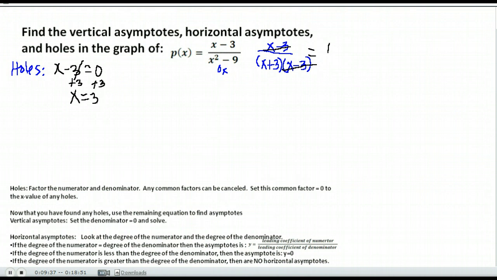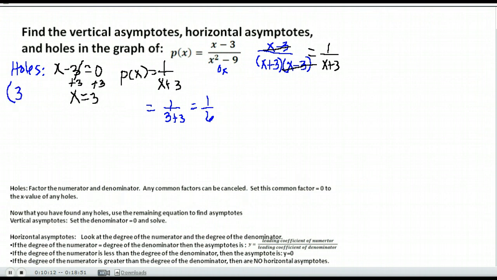A hole is always a point, so we need to go back and find the y value. To do that, look at our function that's left over. We have just 1 in the top and x plus 3 in the bottom. So our new function is p of x equals 1 over x plus 3. We want to find the exact location of the hole, so we take that x value we found of 3 and we plug it into the remaining function after we've canceled those factors. If we do that, notice we're going to get 1 over 3 plus 3, or 1 over 6. So we have a hole at the point x equals 3, y equals 1/6.